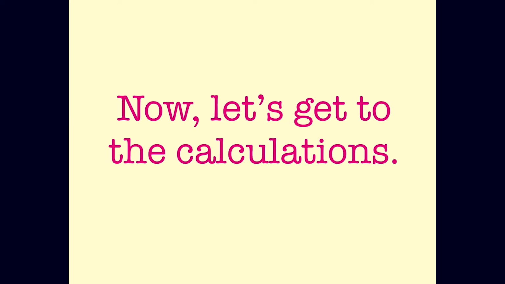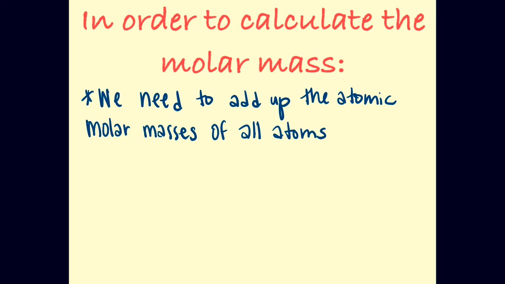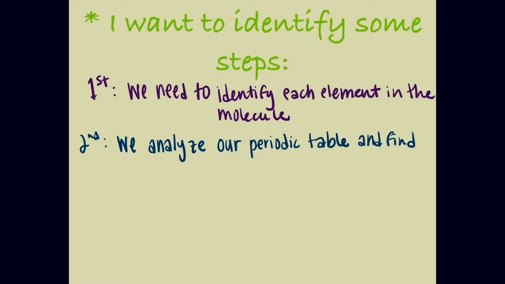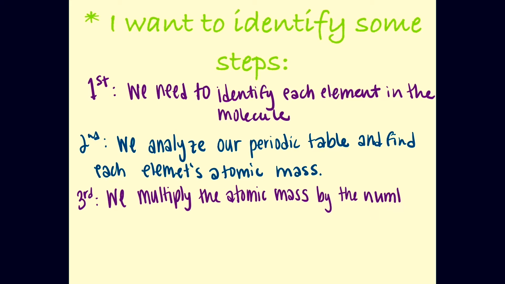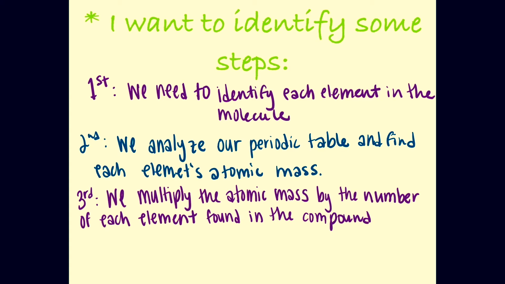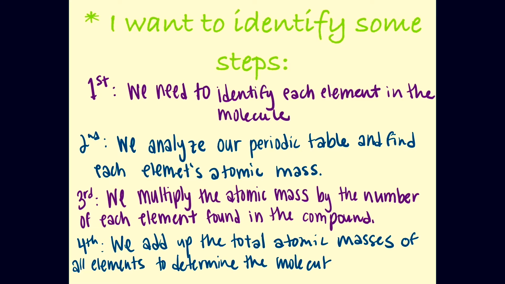Now let's get to the calculations. In order to calculate the molar mass, we need to add up the atomic molar masses of all atoms in the molecule. I want to identify some quick steps. First, we need to identify each element in the molecule. Second, we analyze our periodic table and find each element's atomic mass. Third, we multiply the atomic mass by the number of each element found in the compound. And fourth, we add up the total atomic masses of all elements to determine the molecular mass.